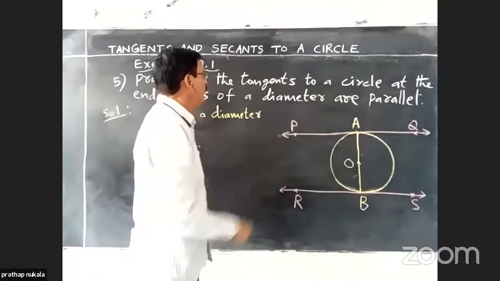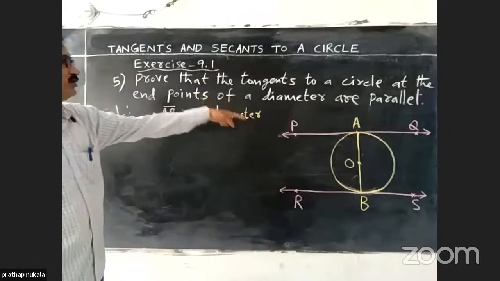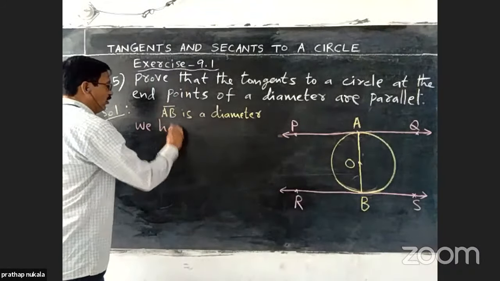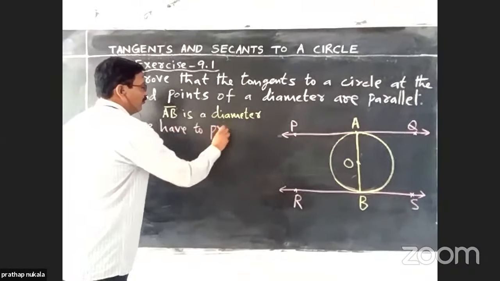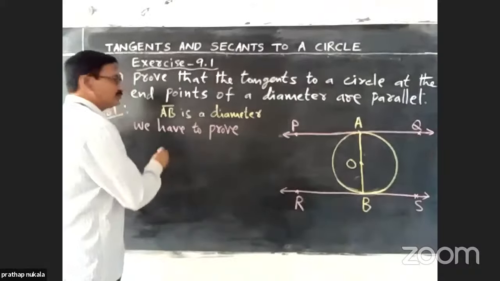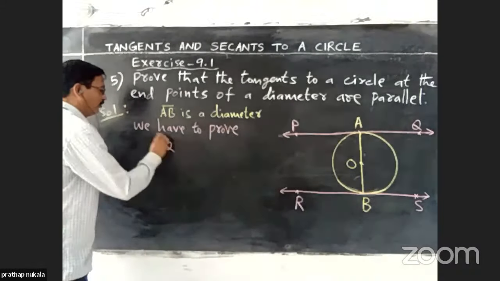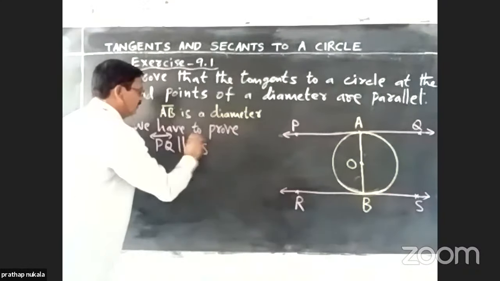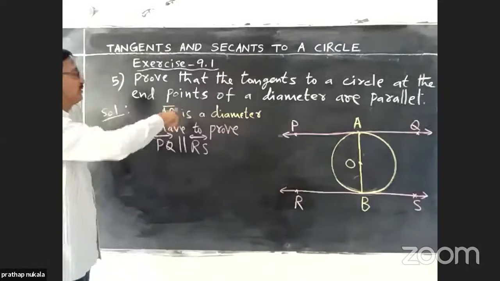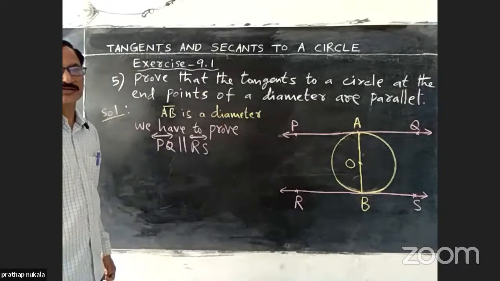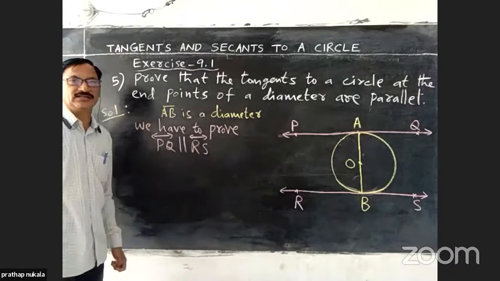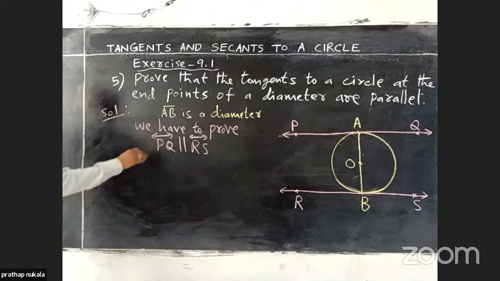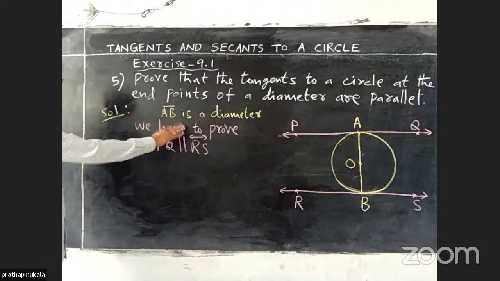Now, we have to prove these two tangents are parallel. We have to prove the tangent PQ is parallel to the tangent RS. These are the tangents drawn at end points of the diameter. That's why we have to prove these two tangents are parallel. Right. For this, the first method, this is common for both the methods.